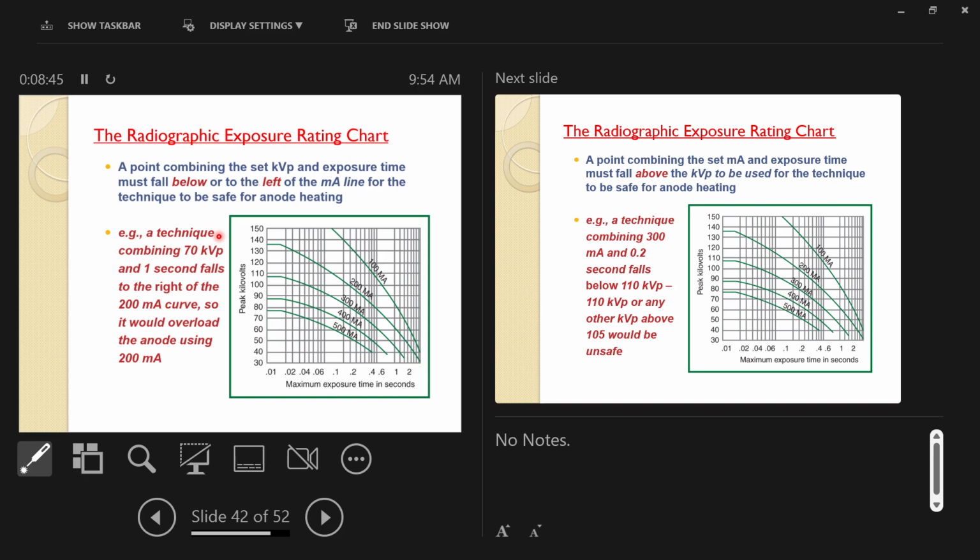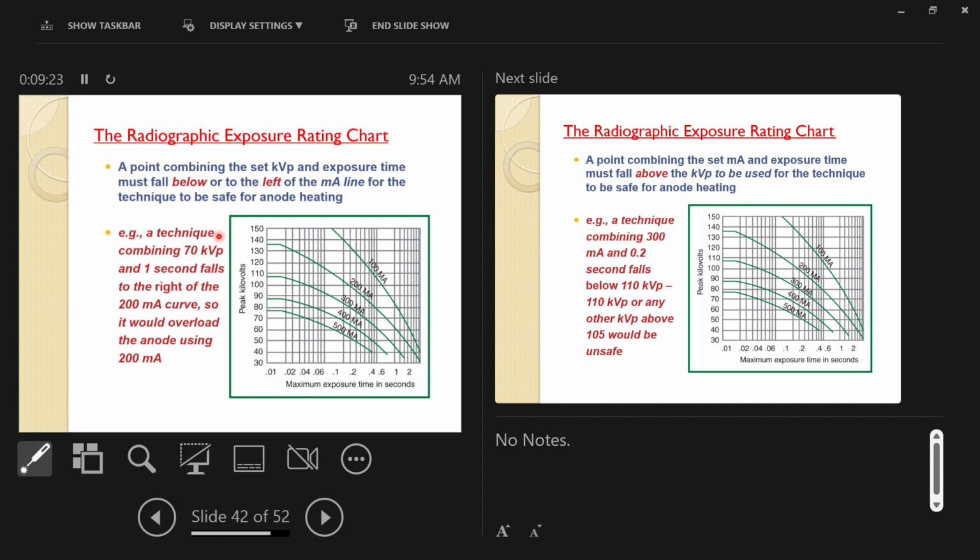So I can say for 140 kV and 2 seconds, can I make an exposure at any mA setting? Well, 140 kV, go all the way over to the 2 second line. There is nothing to run into over here. I don't touch any of these mA lines, so I can't make an exposure at 140 kV for 2 seconds. I can only make exposures that interact with these mA lines. So given two things, what's the third one? That's the point of this.